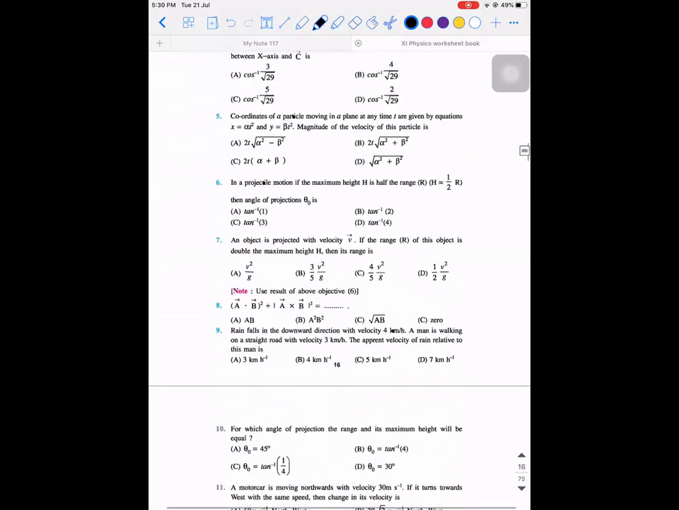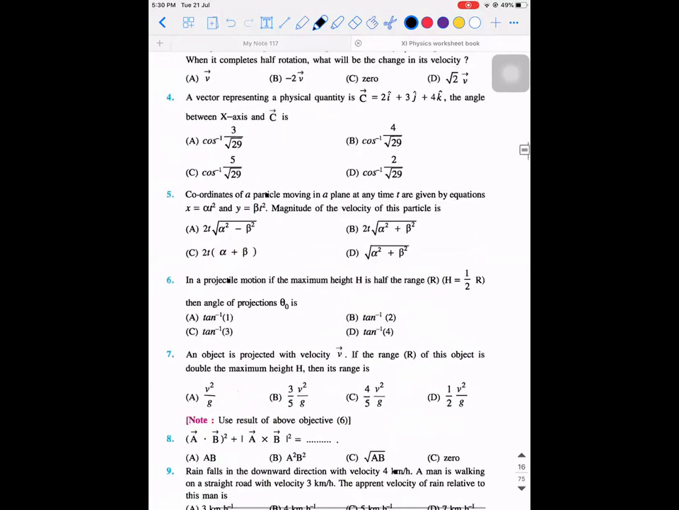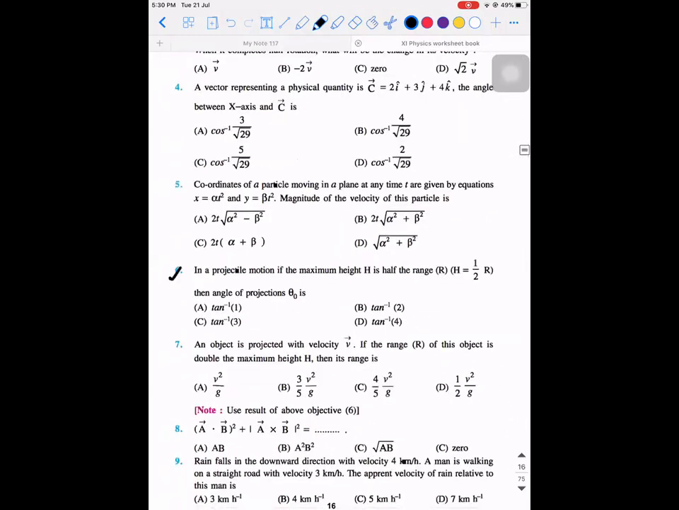You're able to see the sheet? Yes, sir. Okay. Now listen. The sixth question is, in a projectile motion, if the maximum height capital H is half the range, that is, capital H is equal to R divided by 2, then what is the angle of projection?